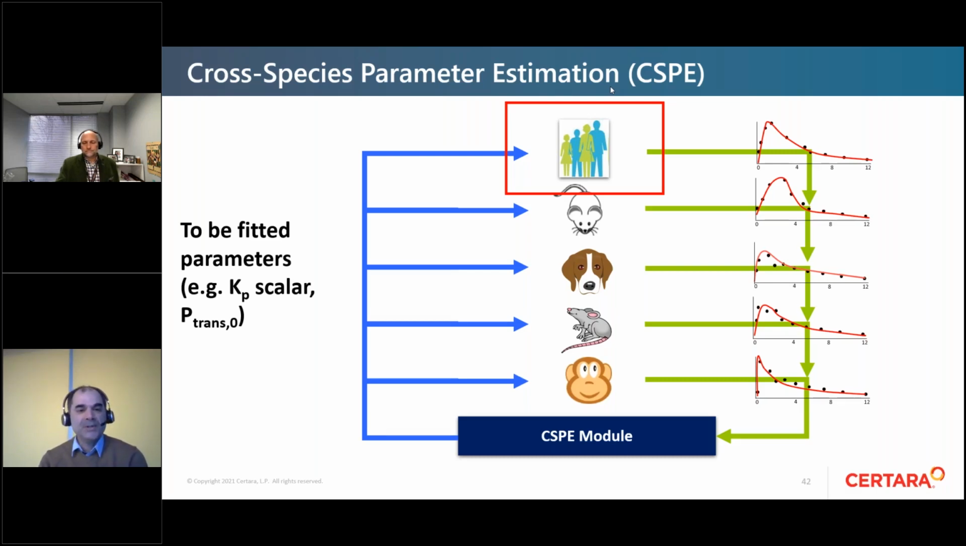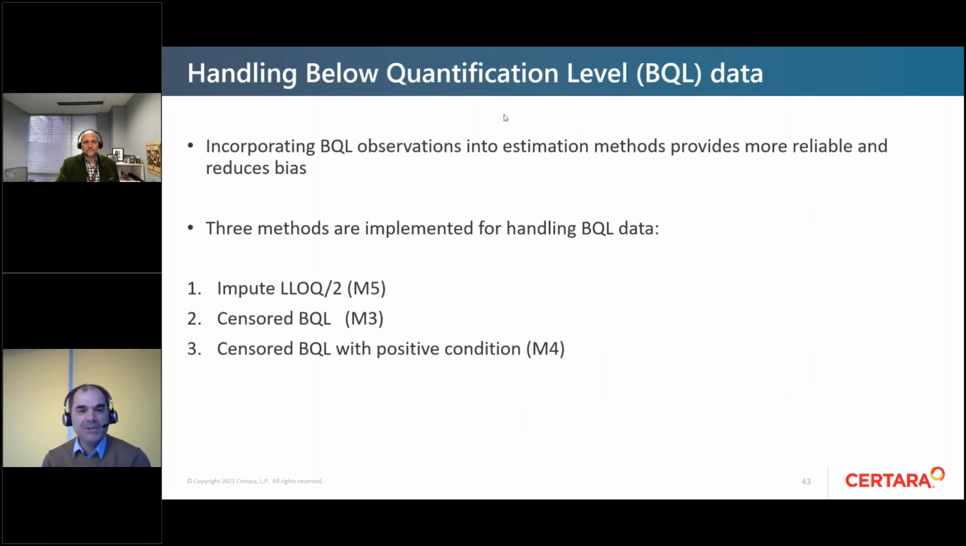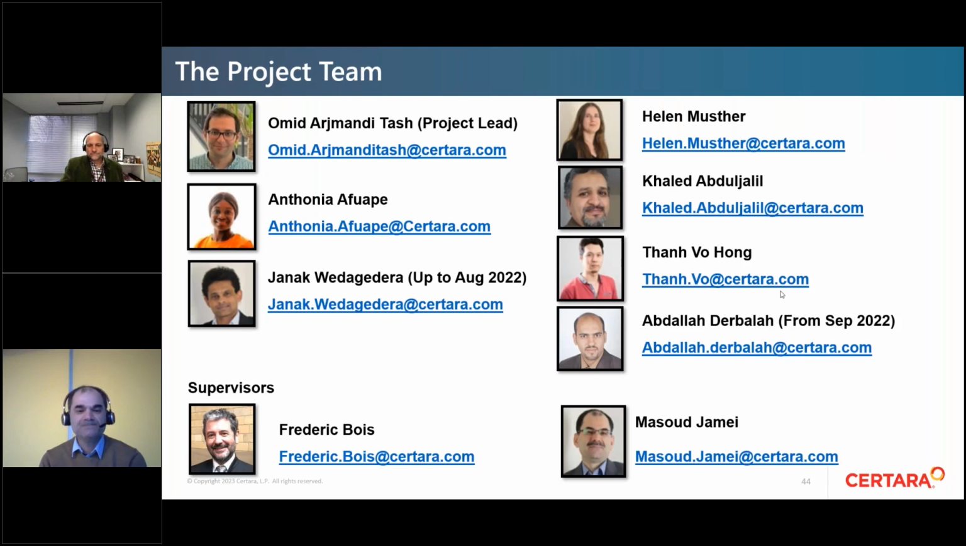One more thing that we have done as part of our population fitting, as well as individual fitting, is that we can now handle below the limit of quantification, and the standard and most robust methods, which are M5, M3, and M4, have been incorporated in the simulator. Again, people in the PBPK area are very familiar with this, but if anybody is interested, maybe we can provide more information later on. And that's it for this project. Obviously, all of the work was done by the project team, and I would like to thank all of them for the great job that they did.